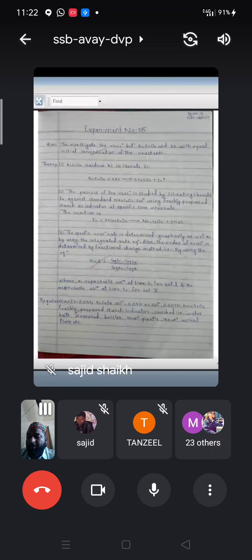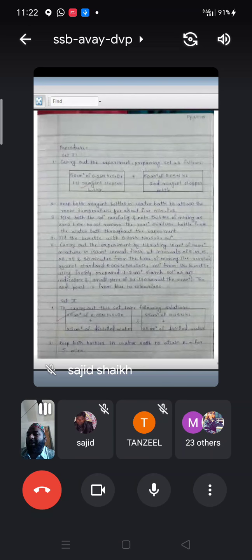Then what is the requirement? It requires 0.05 normal K2S2O8 solution, 0.05 normal KI solution, 0.02 normal Na2S2O3 solution, freshly prepared starch indicator, ice, a water bath, stoppered bottles, a 10 cm pipette and a 150 cm conical flask. These are the required things. Then what is in set 1 and set 2? First of all we will talk about set 1, then set 2.